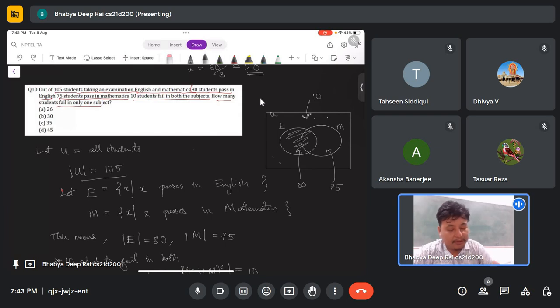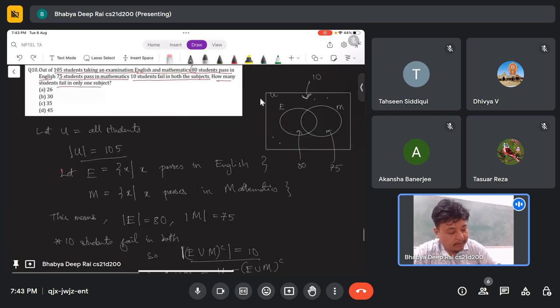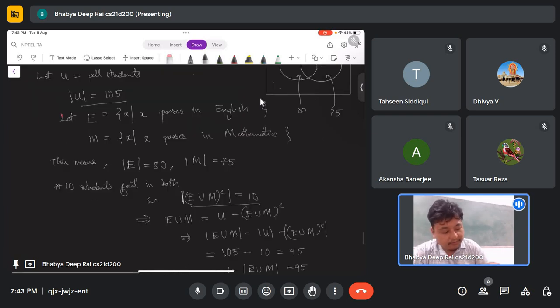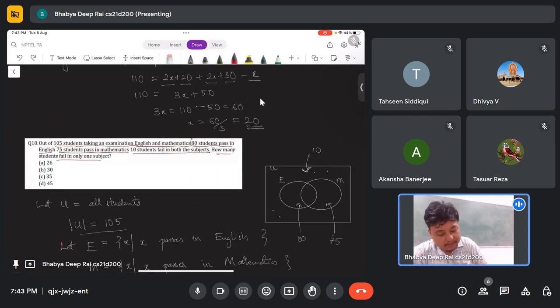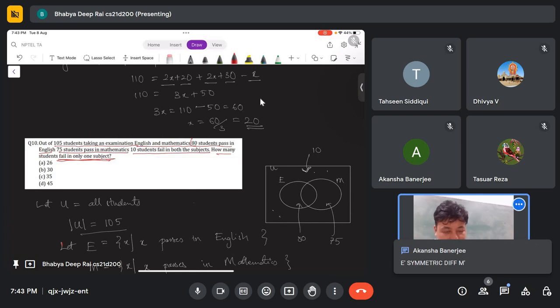These are the students who pass in English, and these are the students who pass in mathematics. I want to know all the students who fail in only one subject. Or to make things simpler, pass in only one.